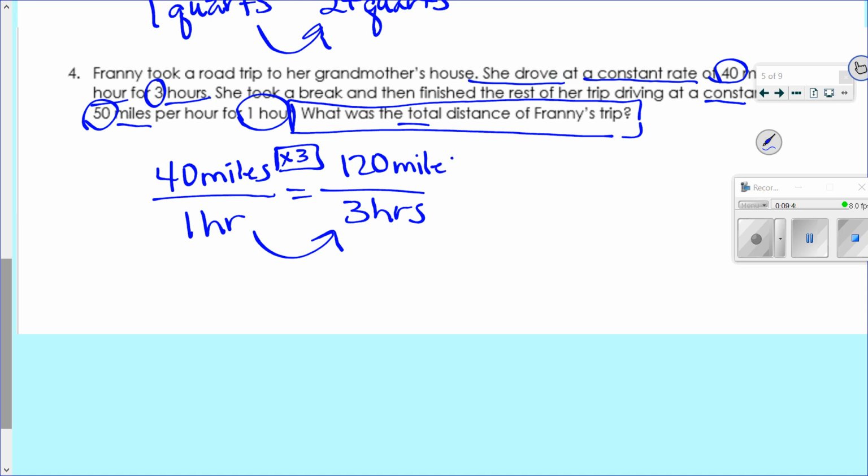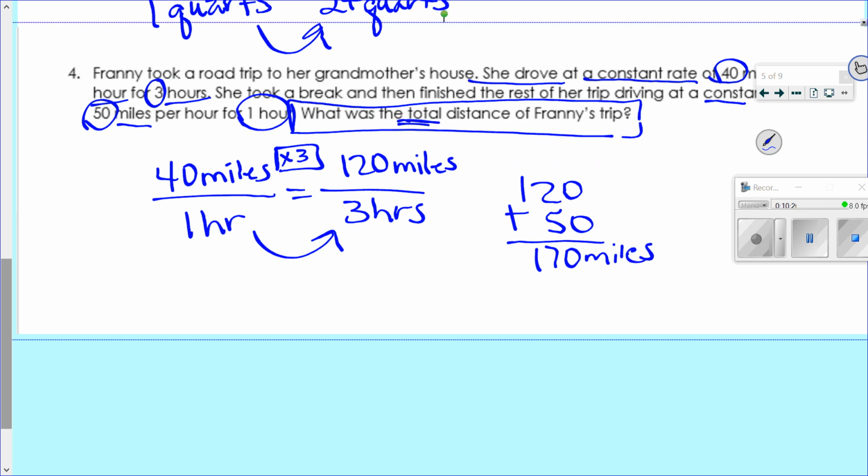Miles. Okay. Now the second part, 50 miles per hour for 1 hour. Do we need to do any math computation there? No, it tells us. She's going 50 miles per 1 hour. So she's got 50 miles. So is 120 my answer? No. What do I need to do, Mary? You need to add 50 miles to 120 miles. Right, because it asks for the what? Total distance, right here, my total distance. 120 plus 50, that gives me 170 miles.